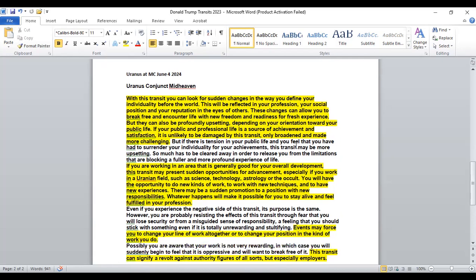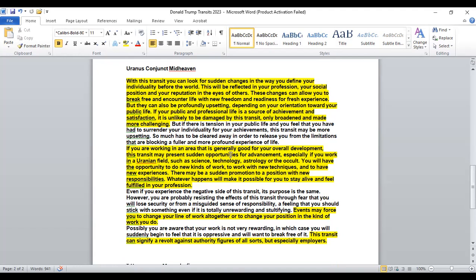Very interesting. If you're working in an area that is generally good for your overall development, this transit may present sudden opportunities for advancement, especially if you work in a Uranian field such as science, technology, astrology, or the occult. But you will have the opportunity to do new kinds of work. Now, this is the second time we've seen this, right? New kinds of work, to work with new techniques, and to have responsibility, new experiences. There may be a sudden promotion to a position with new responsibilities. Whatever happens will make it possible for you to stay alive and feel fulfilled in your profession. So this is the second time we're seeing this energy.